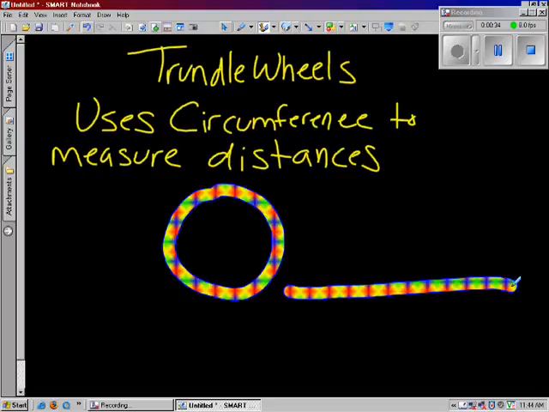An official trundle wheel is typically made out of plastic, and it's got a little rolly handle, and it'll count the number of rotations for you. The ones we made out of bicycle tires, we had to count ourselves. There was no magical little counter for us. So when I'm solving problems using trundle wheels, the very first thing I need to do is figure out circumference.